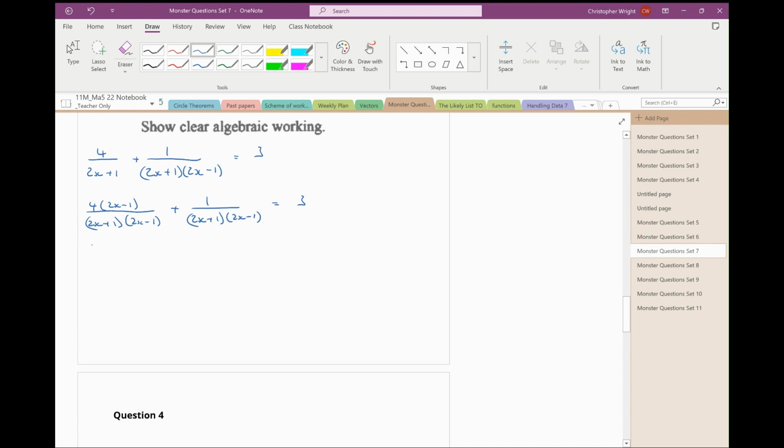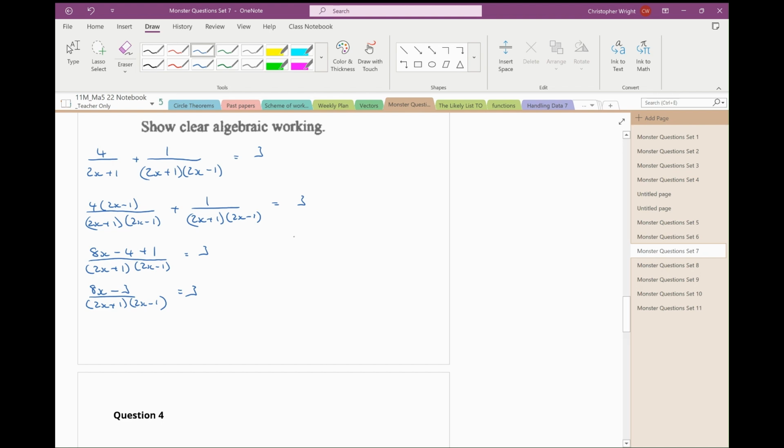So that gives me the top, which is 8x minus 4 plus 1, all over 2x plus 1, 2x minus 1, equals 3. I'm going to simplify the denominator here: 8x minus 3 over 2x plus 1, 2x minus 1. I was thinking that perhaps I could factorize the top and do some cancelling, but I don't think I can. So now I'm going to resort to multiplying top and bottom by the denominator of that fraction.